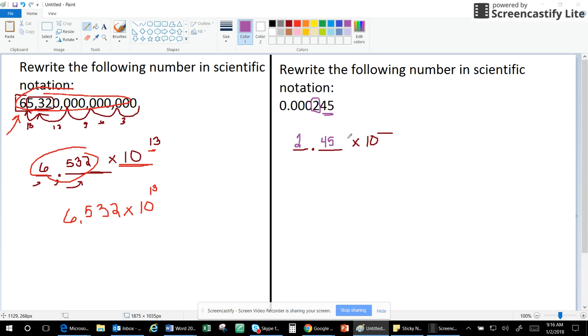and it moved, that was a horrible jump, Mr. Shearer. It moved 4 spots, and I should be thinking 2.45 needs to get smaller to get back to the regular number, so that would be a negative 4. So this, in scientific notation, 0.000245 is 2.45 times 10 to the negative 4.